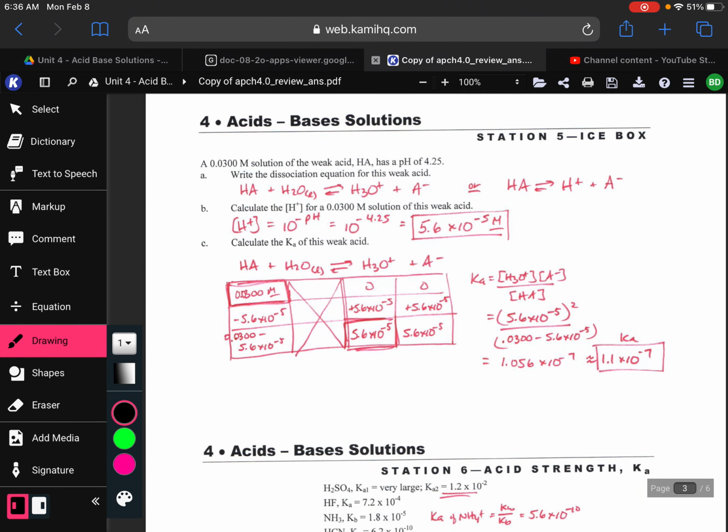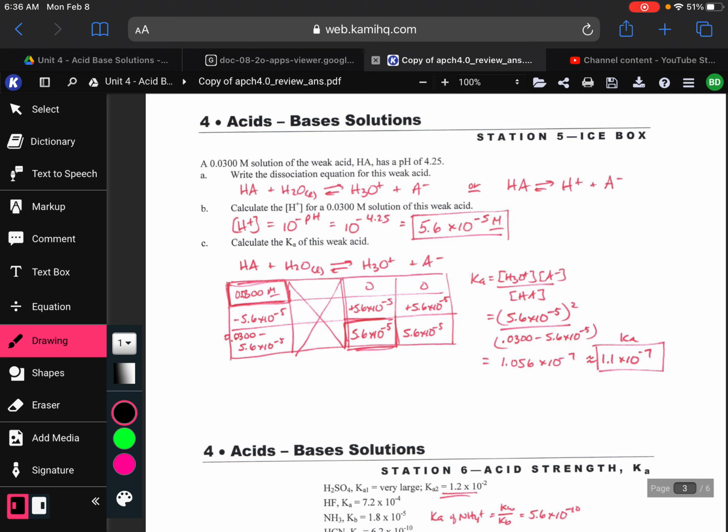Here we have a weak acid solution. It's a generic dissociation equation. Calculate the hydronium concentration for a 0.3 molar solution of the weak acid. Well, in this case, they gave you the pH, which means they gave you the concentration of hydronium at equilibrium if you do 10 raised to the negative pH. So that means you got 5.6 times 10 to the negative 5th for the hydronium concentration.